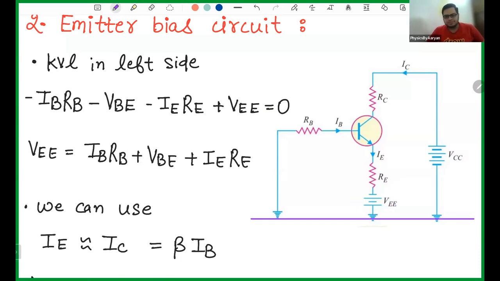Now again, it's nothing new I'm going to do. The circuit is the same. In most of the questions you don't even realize which method or which circuit it was, because the steps are the same.